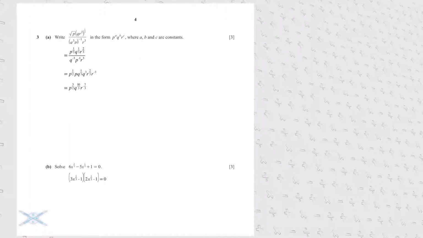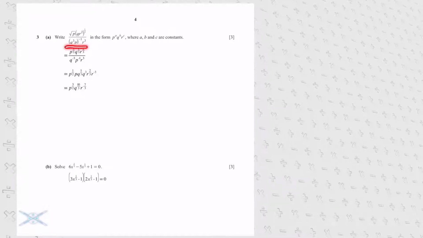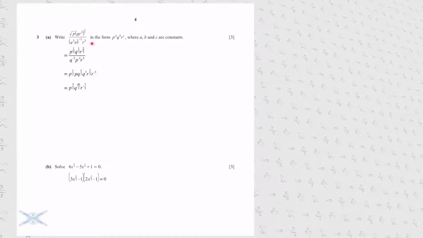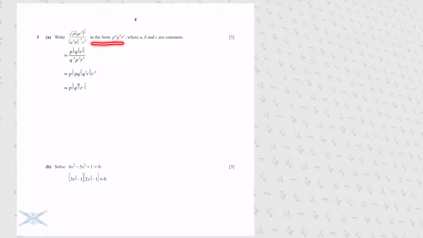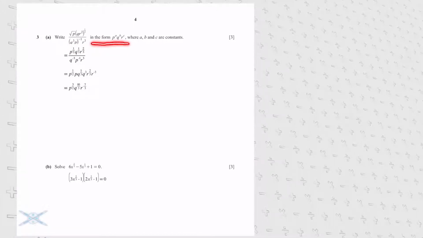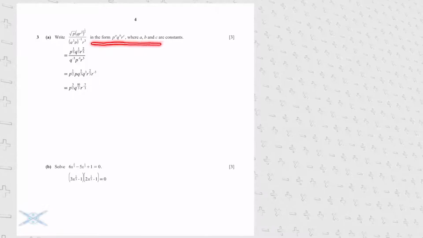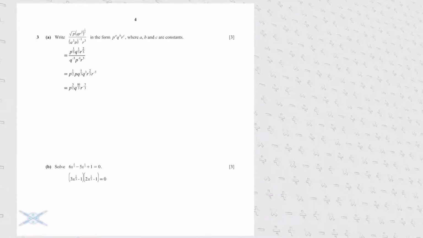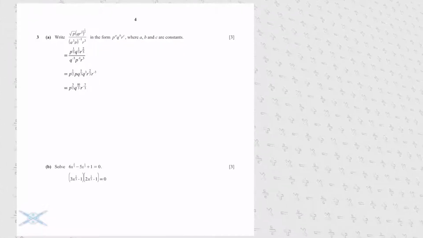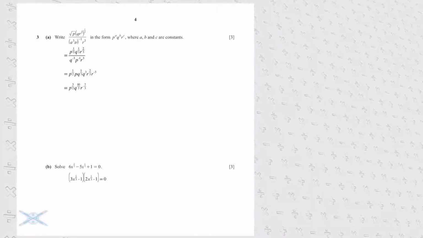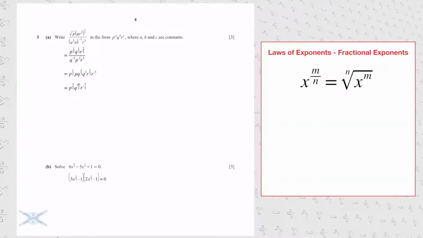From there, moving on to exercise 3a, here we are provided with the following expression, which we are supposed to rewrite in the form p to the power of a, q to the power of b and r to the power of c, where a, b and c are constants. To achieve that, we will make use of the laws of exponents for fractional exponents, which you will find to the right hand side of your screen.